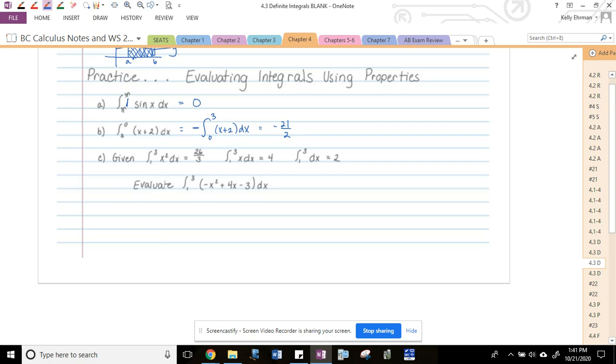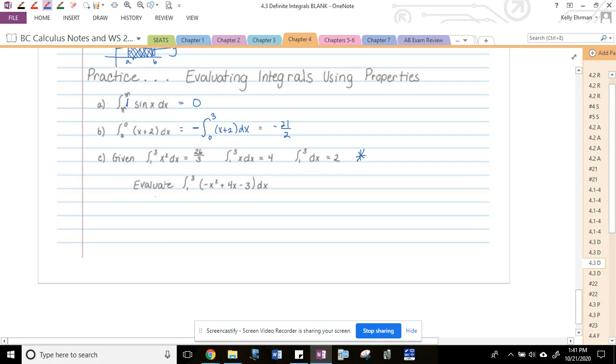All right, and then given that the integral from 1 to 3 of x squared dx is 26 over 3, and the integral of x dx is 4, the integral of just dx itself is 2, I want to figure out what is the integral of negative x squared plus 4x minus 3 dx. This is without using integration techniques, using just what I'm given right here.